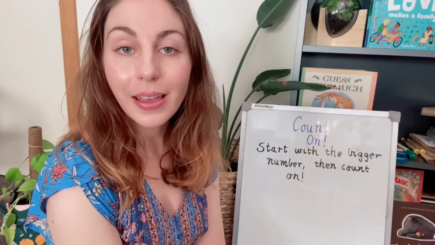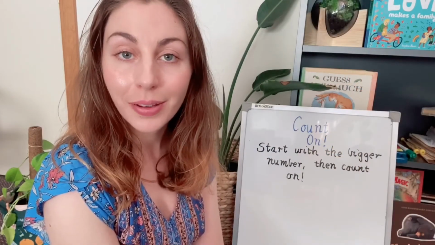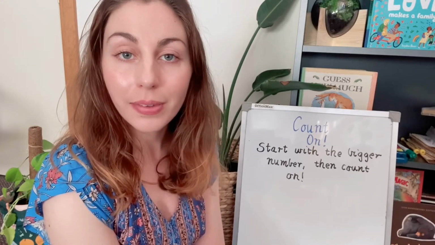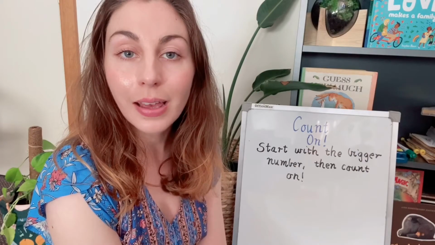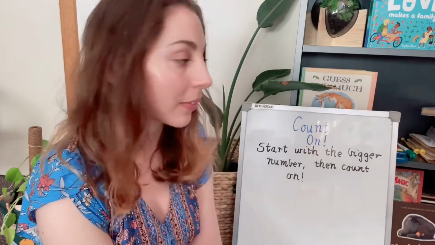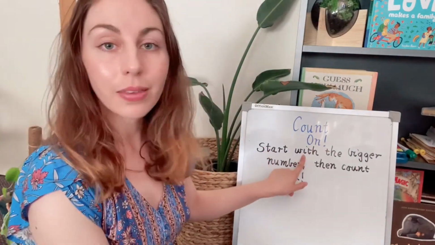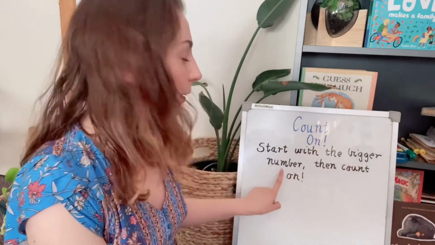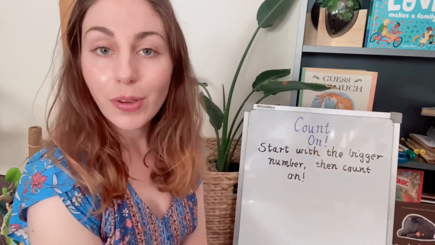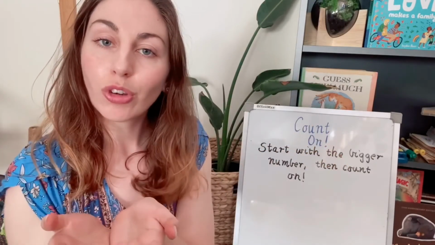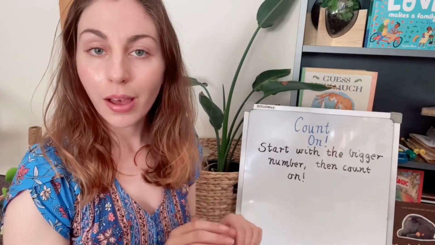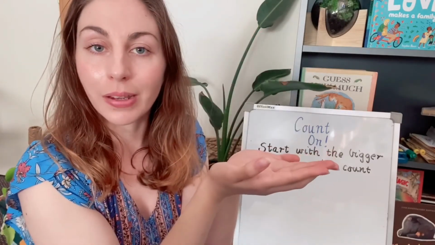So this is how you use count on. What you do is firstly, you figure out which group has the larger number of objects. Start with the bigger number. So if I've got 2 groups, over here I've got 6 cherries, and over here I've got 2 cherries, I would start with the 6 cherries.